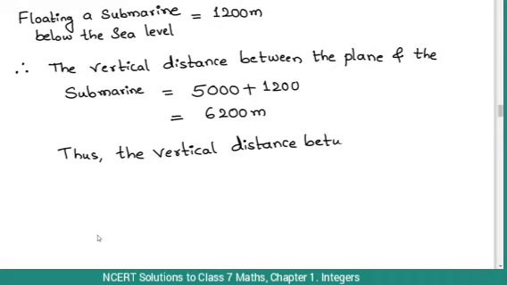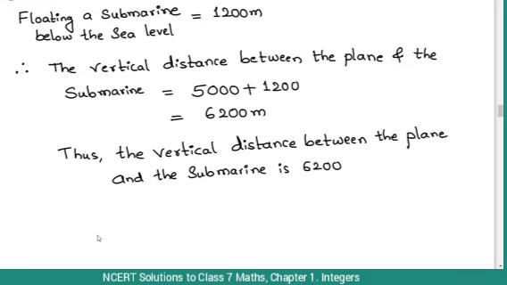The vertical distance between the plane and the submarine is 6200 meters.